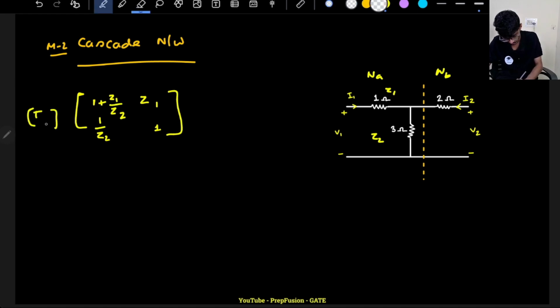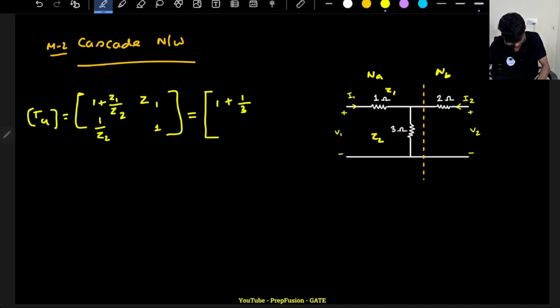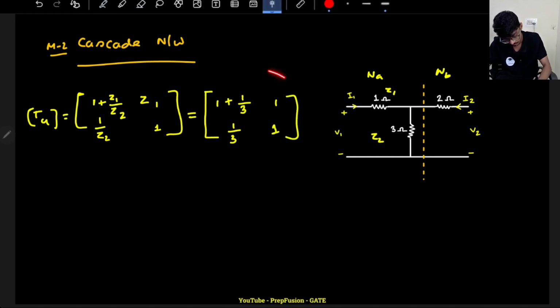Okay. So from here I can directly write the ABCD parameters of network A. The ABCD parameters of network A are 1 plus Z1 divided by Z2. Z1 is 1 ohm, Z2 is 3 ohms. So it will be 1 by 3, and Z1 is 1 ohm. 1 by Z2 is 1 by 3 again in 1. Okay. So this is the ABCD parameter of network A.